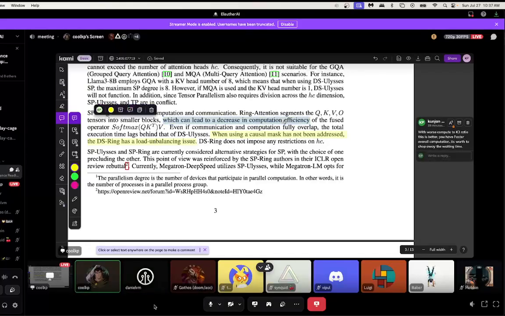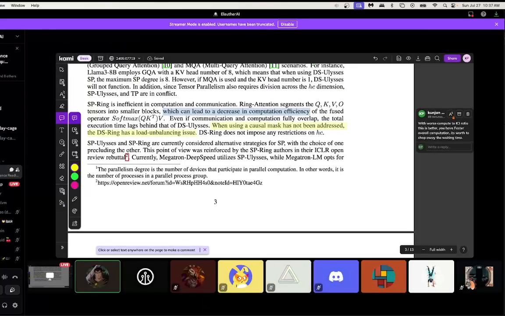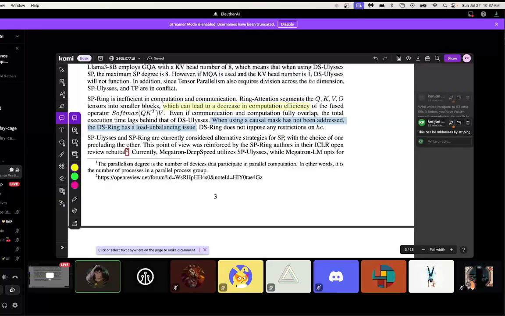So this is a point that in a vacuum looks good, but actually it's a moot point, because you wouldn't be reading this paper if you didn't have the problem of memory. Secondly, when using a causal mask that has not been addressed, the DS ring has a load unbalancing issue.